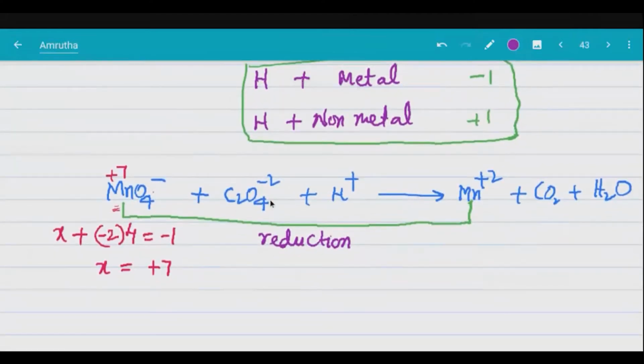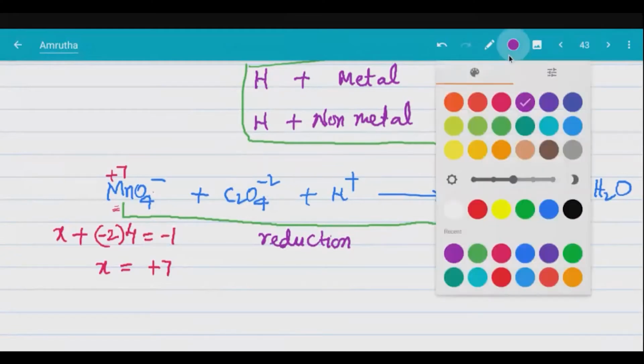Now C2O4 minus 2. What is the other element? Carbon. Oxygen usually, in 95% or 99% of cases, doesn't change. But in 1% of cases, oxygen can change, like in peroxide or superoxide formation, then the oxidation number can change. But in 99% of cases, oxygen is just -2. So oxygen will not change. But carbon can change.